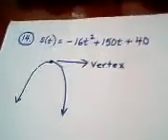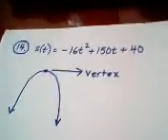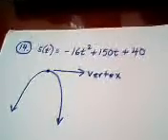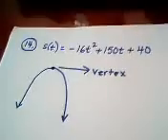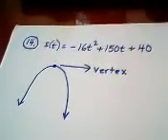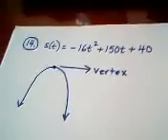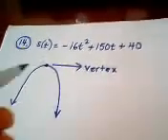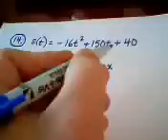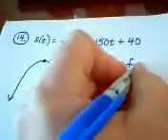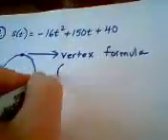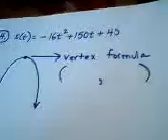So this particular problem asks you to determine the maximum height of the projectile and how long it took to reach it. So what they're really asking us to do is to locate the vertex. The input value will be the time and the output value will be the height. So to locate the vertex of a quadratic function, we can use the vertex formula. Remember, there will be two coordinates.